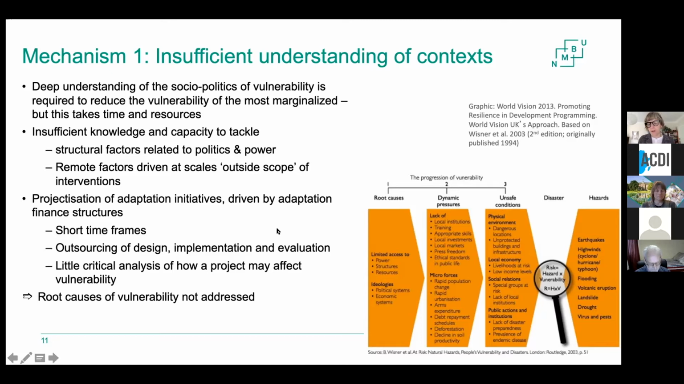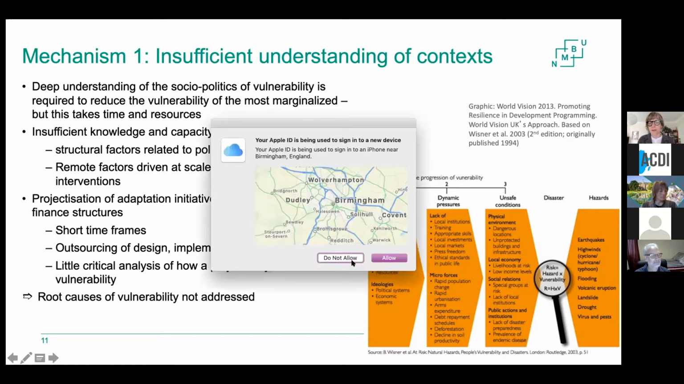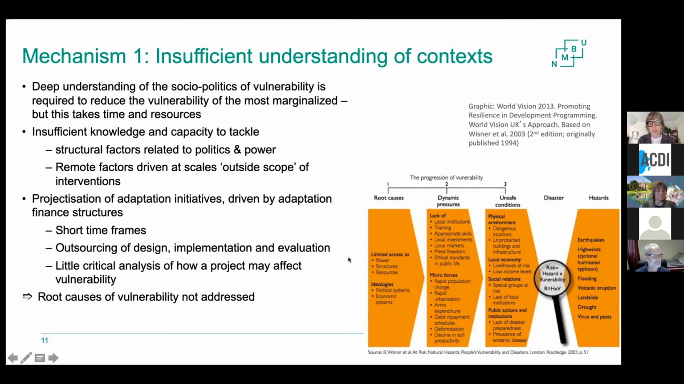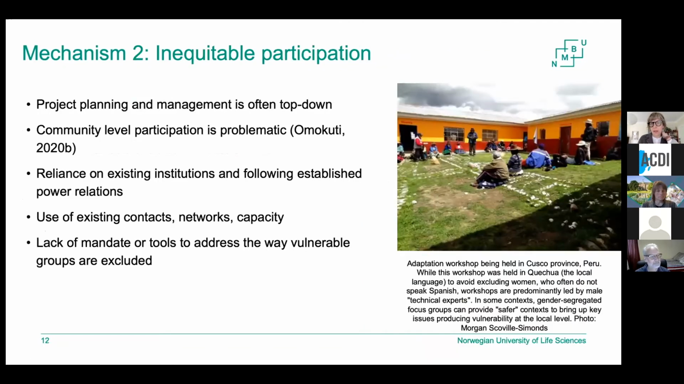So the consequence there is that we're not addressing these root causes. And then finally, the other problem is, I think the reason that people aren't getting involved and there isn't this co-design of the local people is that essentially there is an idea that projects should be top down, and that community participation is difficult to engage in.